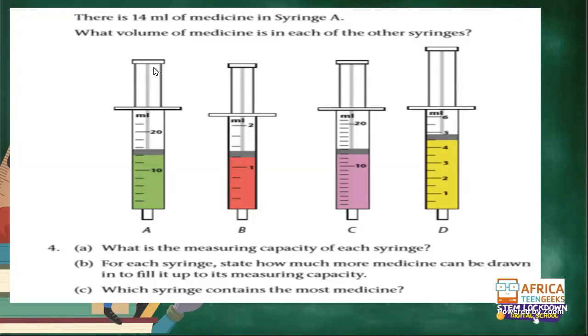Okay, 1 milliliter. Or is it 1.1? I have 1.5. I have 14. I have 1.1. All right, we're not looking at A because you already gave us that for A we have 14 milliliters of medicine in that syringe. So the answers we're looking for should reflect B, C, and D.